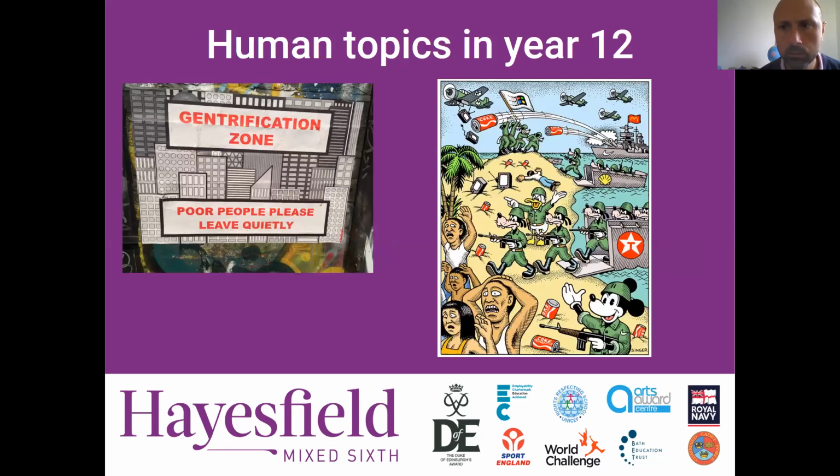Human topics in Year 12. First one, regenerating places, predominantly urban, predominantly looking at why certain towns and cities or parts of towns and cities may be less successful than others, and why they may need regeneration, help bringing them up. But where that gets really interesting is not just looking at how that's done and why that's done, but it's looking at the contested nature of some of it. So, for example, one person's successful regeneration might be another person's gentrification.